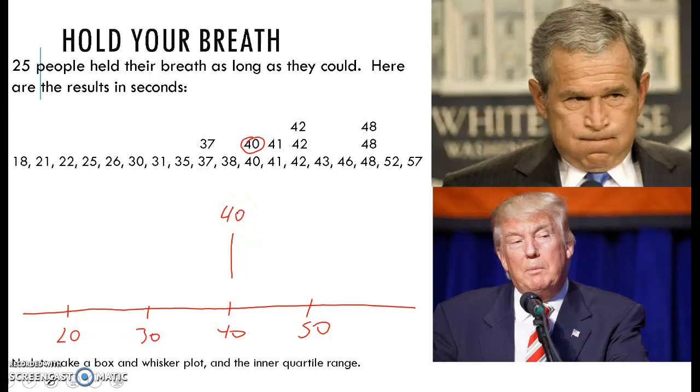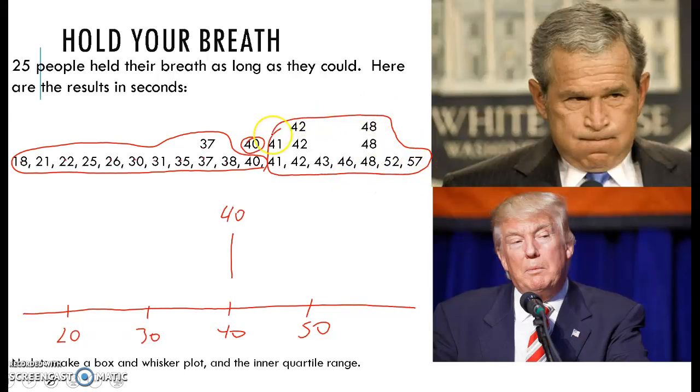So that means we have 12 numbers, 1, 2, 3, 4, 5, 6, 7, 8, 9, 10, 11, 12 numbers that are below 40, and then we have the 12 numbers that are above 40 here. And so then what I'm going to do is take the bottom half of the numbers and cut those in half, which means I'd have 6 above and 6 below.